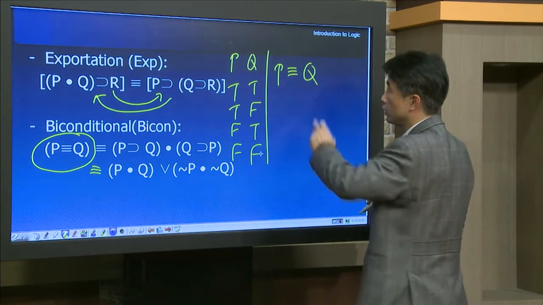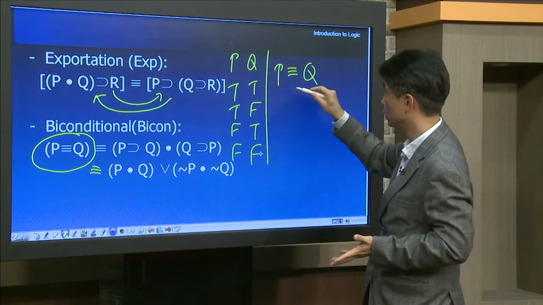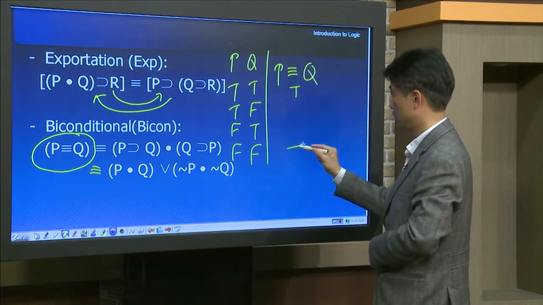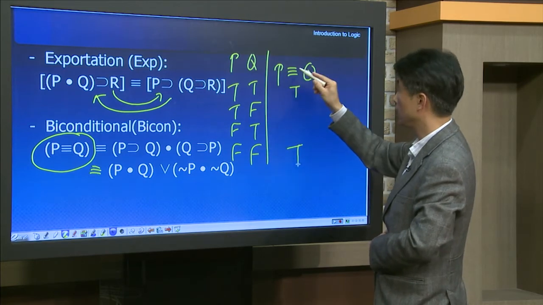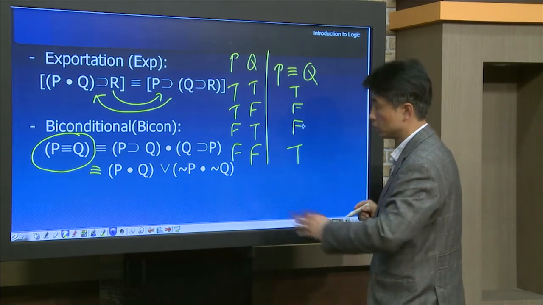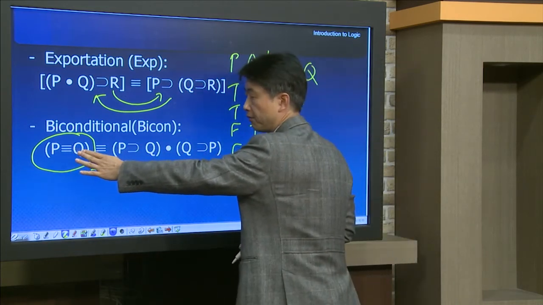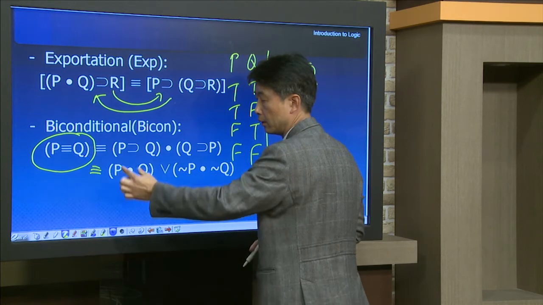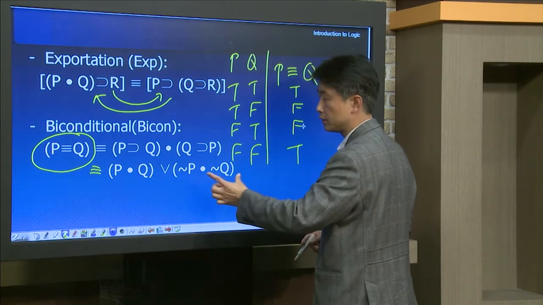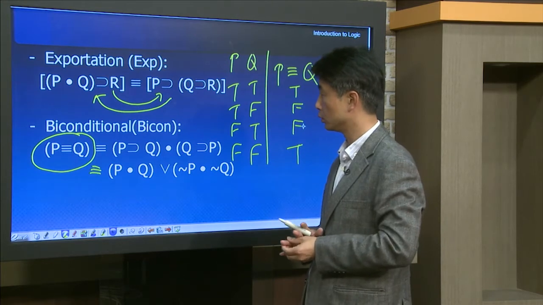P if and only if Q is true when? When P and Q, both of them are true, or both of them are false. Only in these two cases is P if and only if Q true, otherwise false. So this rule reflects that. So the biconditional rule.